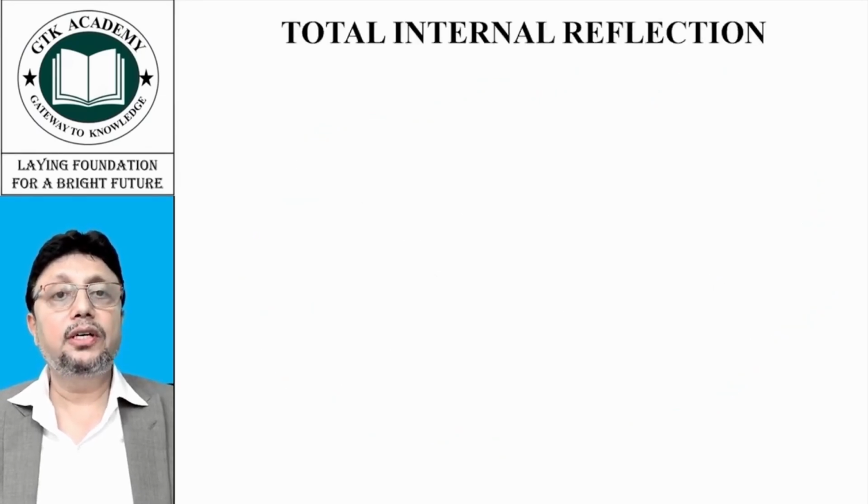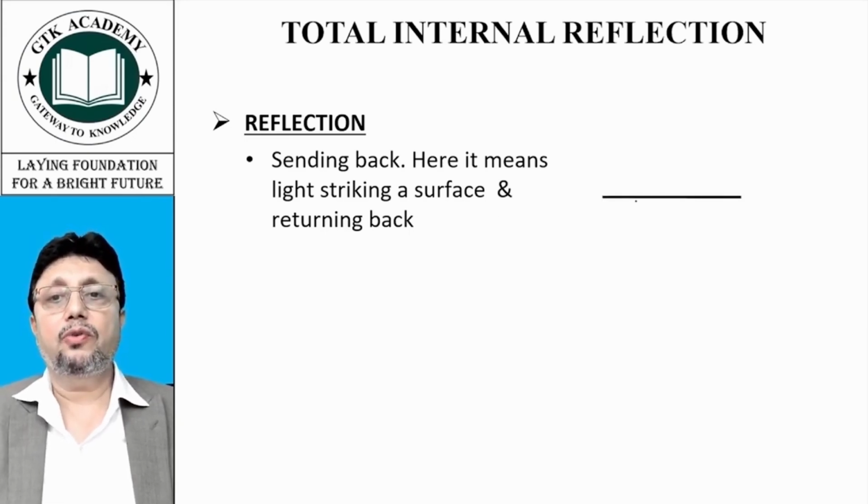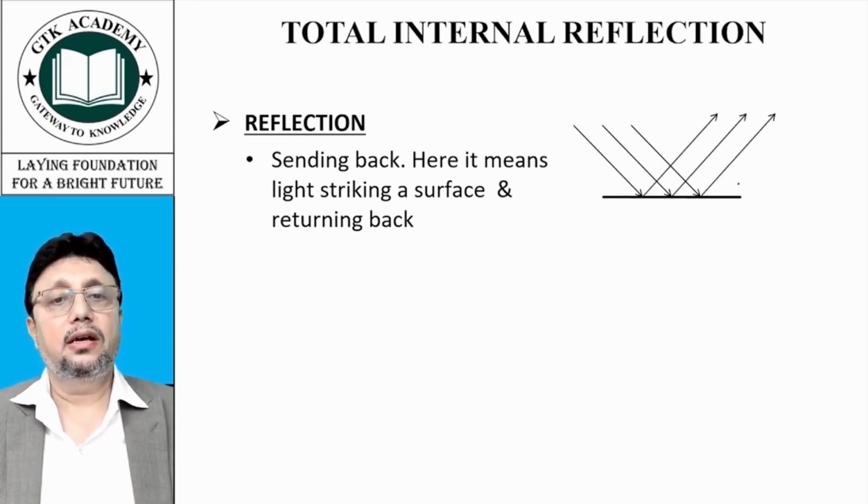So the first terminology is reflection. What do we mean by reflection? Reflection is sending back. That means if a light is striking a surface and returns back, then it is called reflection. This is a surface, for example. The light rays are falling like this and they are sent back like this. So this is called reflection.